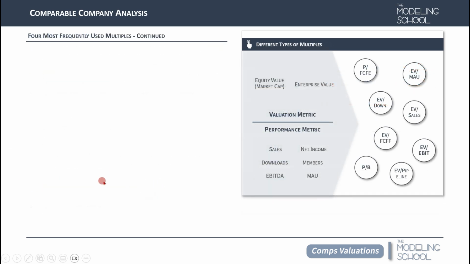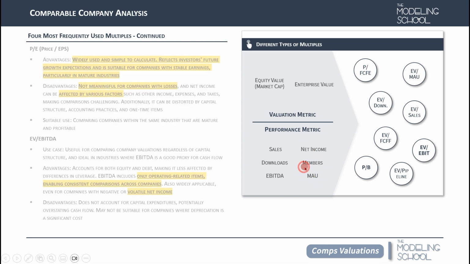In the end, multiples can be constructed in a wide variety of ways depending on the combination. On the numerator, usually it consists of equity value or enterprise value, while the denominator can include any performance indicators such as sales revenue, net income, EBITDA, downloads, just anything depending on what best represents the company's performance.